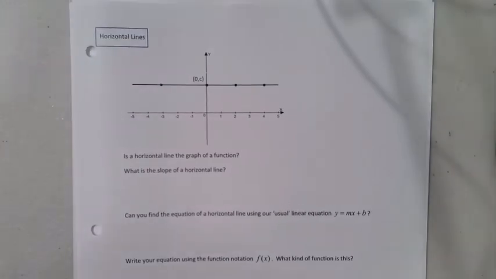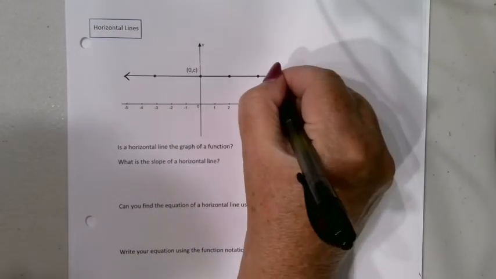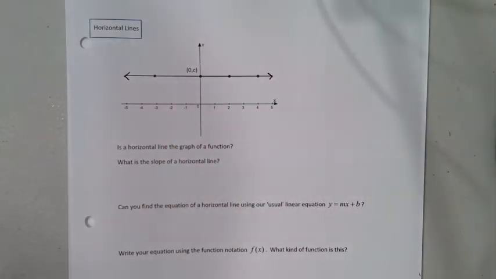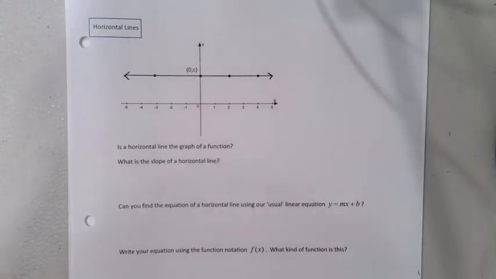There are a couple of special slope situations that we haven't discussed yet. The first one has to do with horizontal lines. This graph's sort of a general horizontal line here. It goes both ways forever. And I'm asking the question, first of all, is a horizontal line the graph of a function? Well, yes. Certainly passes the vertical line test, right? No matter where I draw a vertical line, it's only going to hit that graph once.